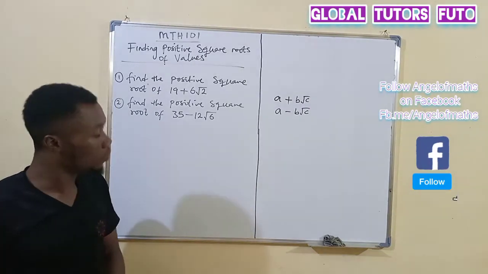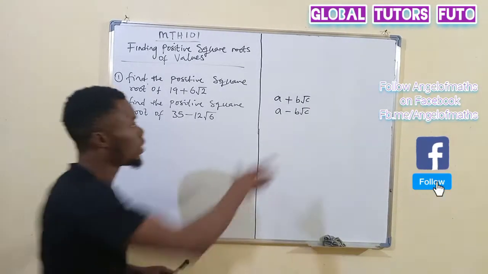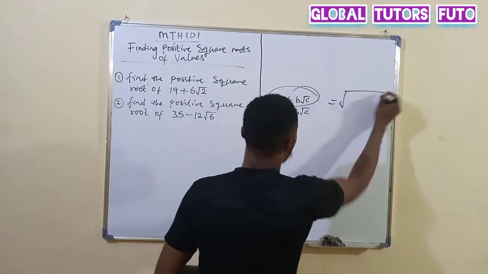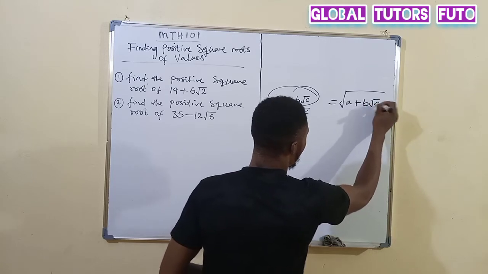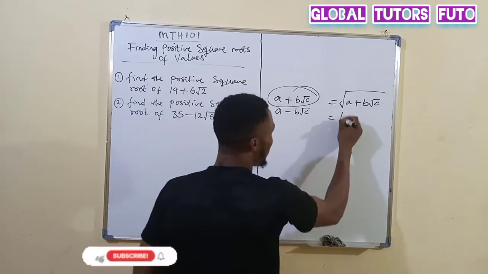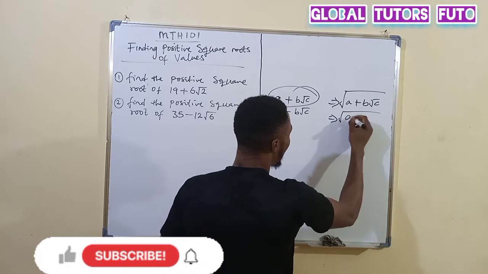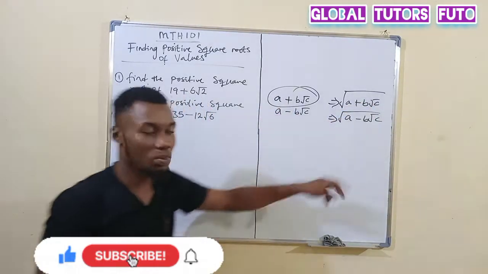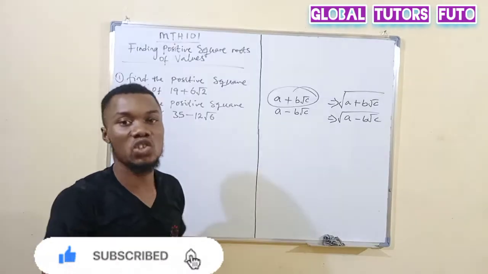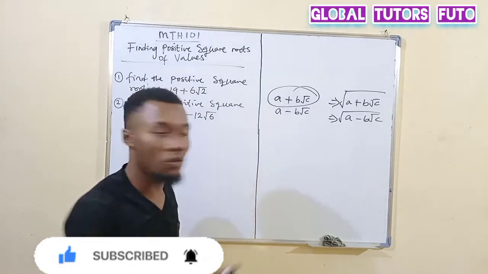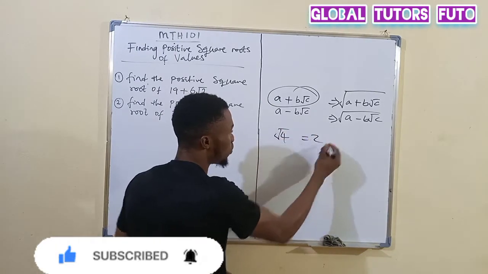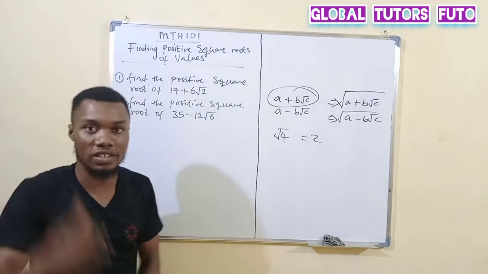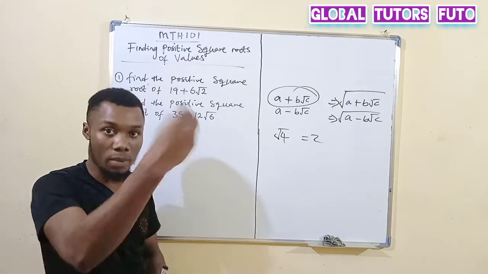So now, if I'm asked to find the positive square root of this, positive square root of this simply means square root of a plus b root c. Positive square root of this simply means square root of a minus b root c. So that's what it means. If I ask you, what is the positive square root of 4? It means this, which is 2. So how do we find the positive square root of this expression? How do we find it? So that's the question, and that is what we're about to do now.